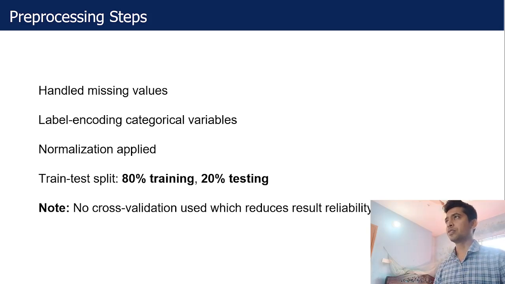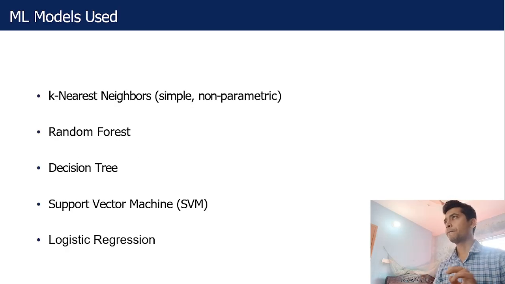These are the steps of how they pre-processed the data. They first handled missing values and label encoded the categorical variables. They normalized the data and split the train and test sets into 80 and 20% respectively. They have used some popular or classic machine learning models: the k nearest neighbors, random forest, decision tree, support vector machine SVM, and logistic regression.